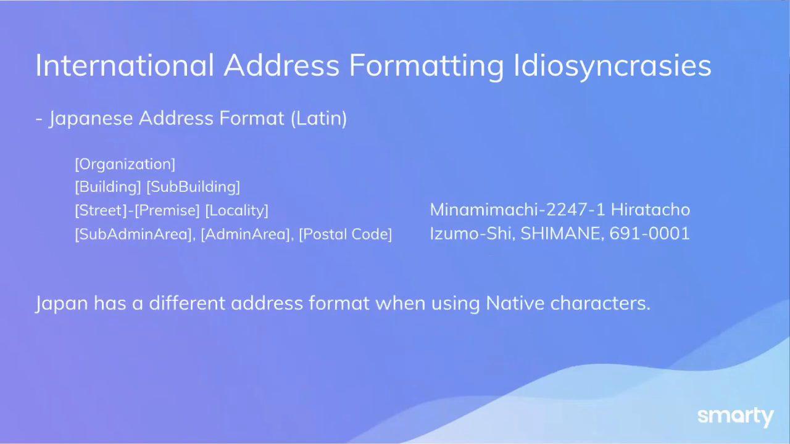All right, Japan. Japan is an interesting animal. There are two different formats. We're just going to be talking about the Latin format here. There is a native or a kanji format, which is completely different. The components are in a different spot. But unless you speak Japanese, it's hard to display it and say, here's where the pieces should go. Our International Street API, however, does take that into account, and it does format the address in the proper way if you're requesting Latin or if you're requesting native characters.